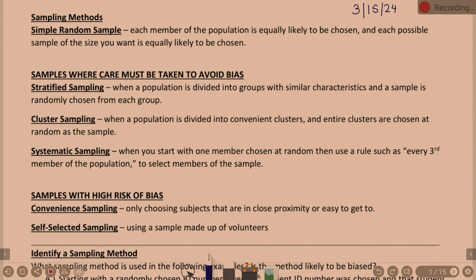Okay, talking about 11.2, right? And we are talking about, I think I kind of ran through our different sampling methods. Okay, we're getting ready to work on using these. So we talked about simple random sample, just basic random.